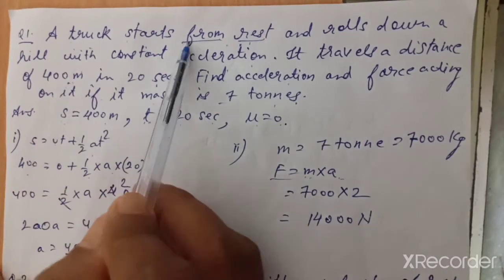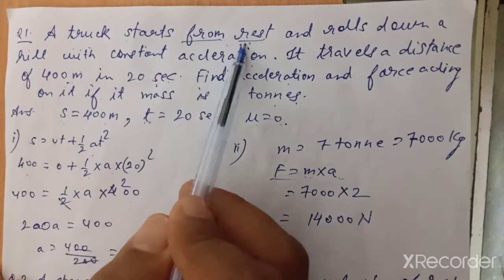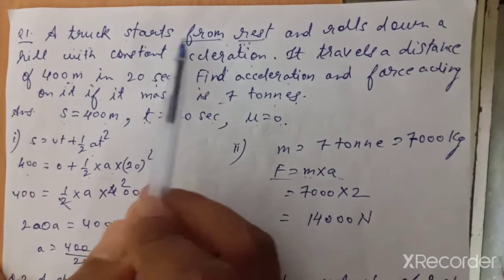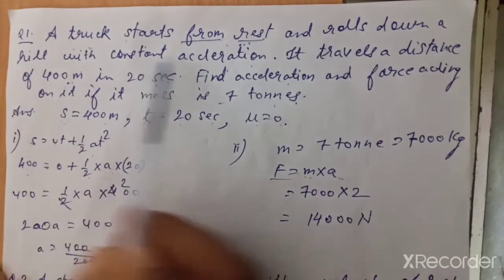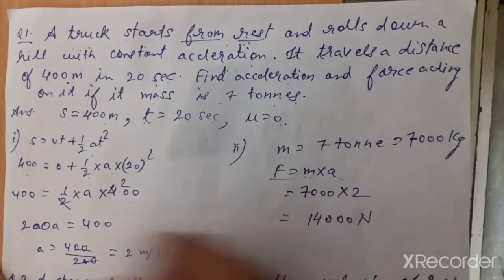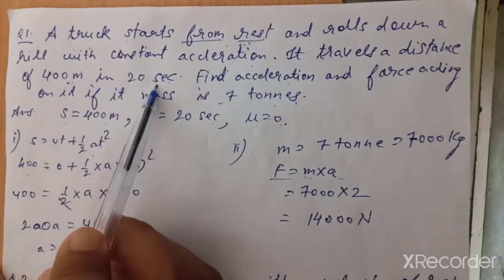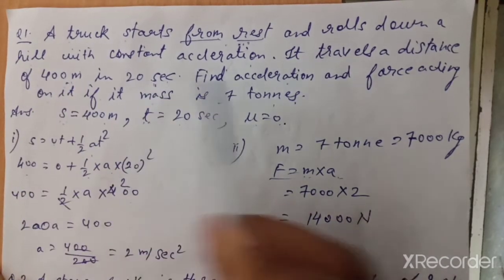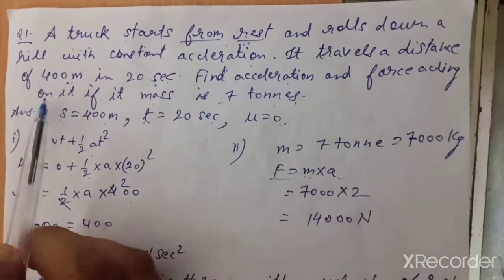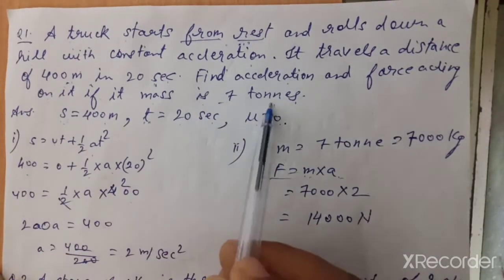A truck starts from rest. Whenever this line comes, from rest, it means the initial velocity is 0. It rolls down a hill with constant acceleration. It travels a distance of 400 meters in 20 seconds. The distance given is 400 meters and the time it is taking is 20 seconds. You have to find the acceleration and the force acting on it if the mass is 7 ton.